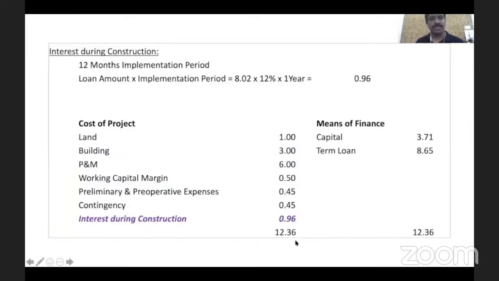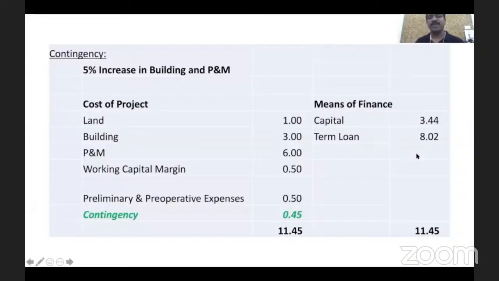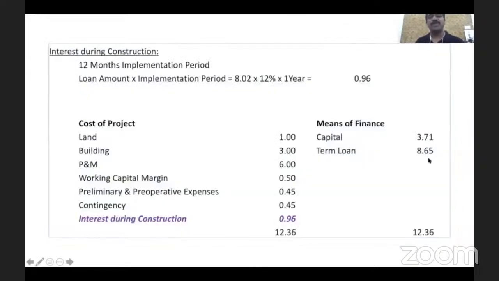So the cost of project is 12.36, and the bank is going to fund 70% of it. It means now the term loan is increasing to 8.65. Earlier it was 8.02. Now it is 8.65. So 63 lakhs is coming from the bank side itself to cover their interest. But that is required. That's important if you really want to give appropriate oxygen, the lifeblood, for the business. So the term loan is getting increased on one side, and on the other side, of course, the balance money should come from the capital.